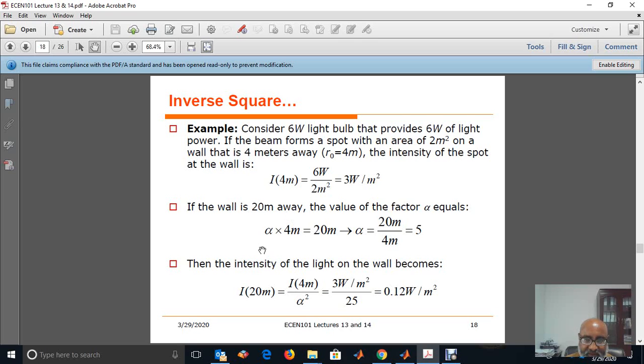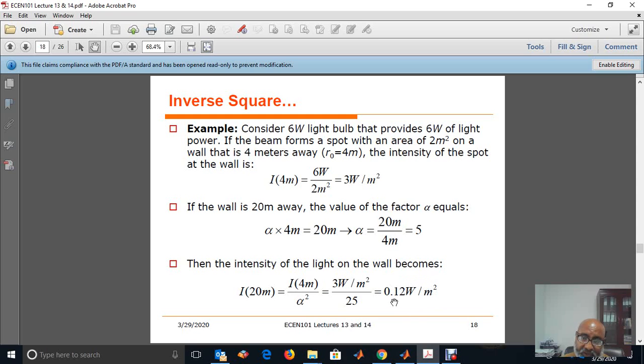To calculate this, we need to find alpha, the value of alpha compared with the reference distance r naught. Here, alpha times r naught is equal to 20 meters. That means alpha is 5. So the intensity of the light at 20 meters is the intensity at 4 meters divided by alpha squared, which is equal to 0.12 watts per meter squared. So the intensity decreases with distance.